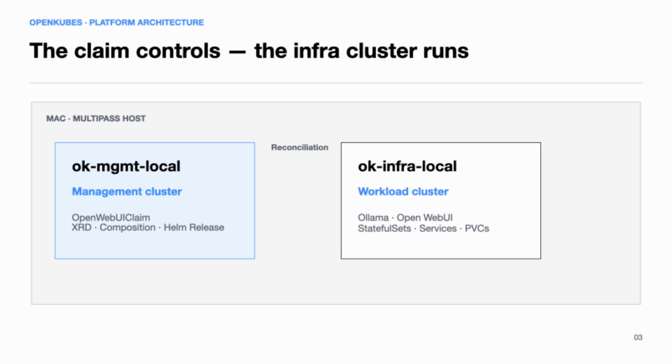The claim exposes only the target cluster, the Ollama endpoint, and the target namespace. Chart repository, chart version, and Kubernetes implementation details stay inside the composition. Users request our platform capability while platform engineering controls how it is delivered. This is the key difference between the platform workflow and running Helm install directly on the infra cluster.